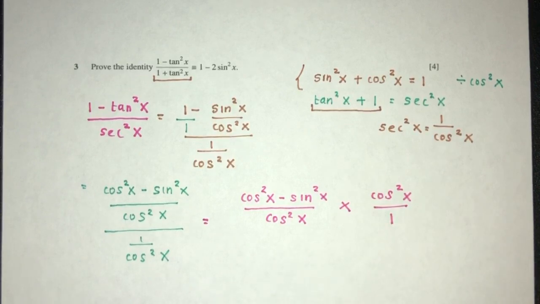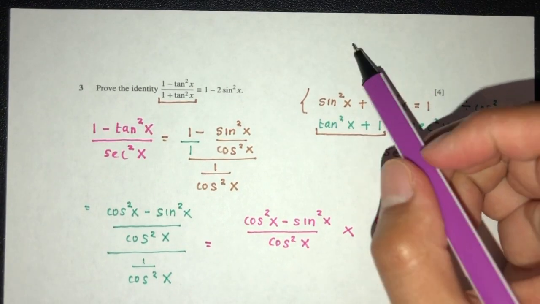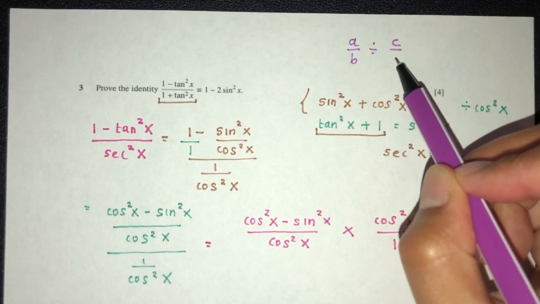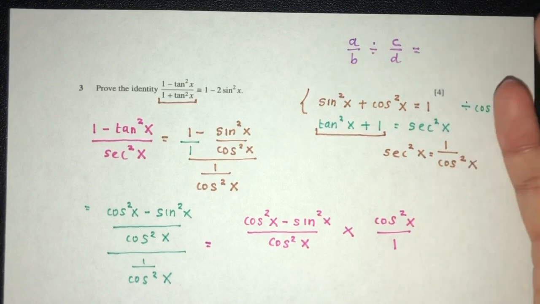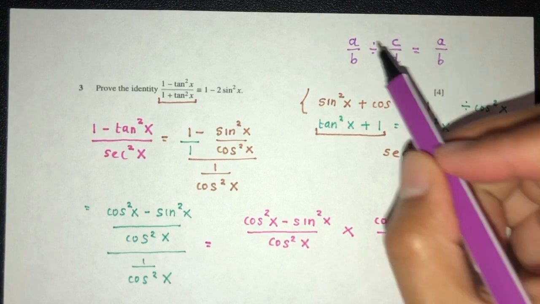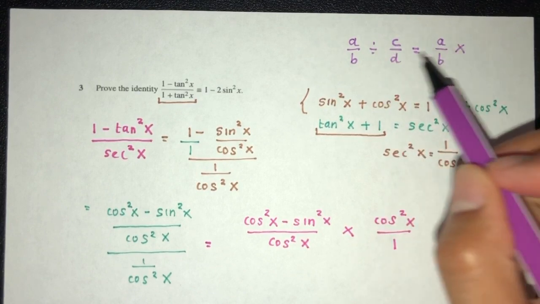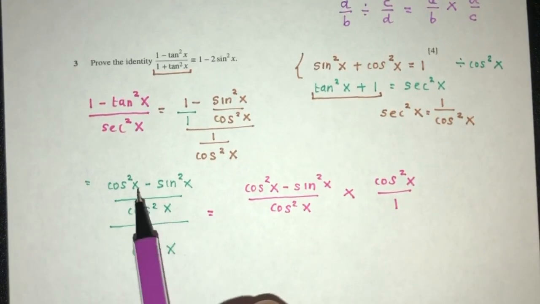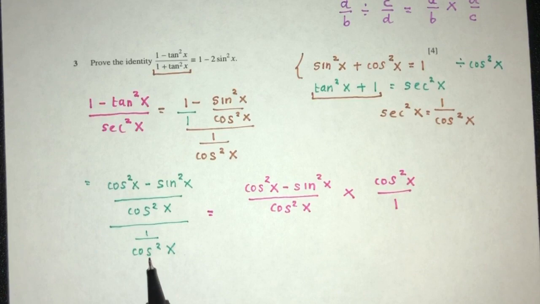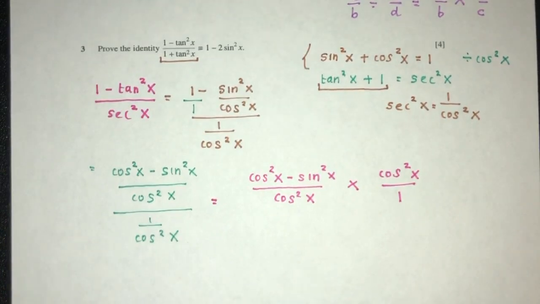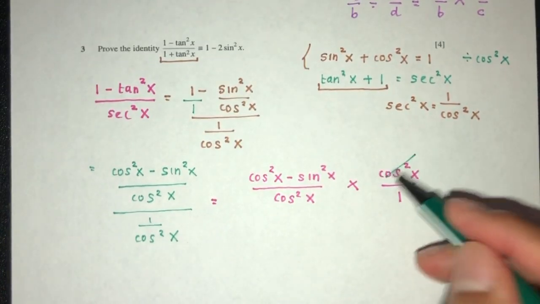I'm sure you guys learned this in O level, right? For example, if we have, let's say, a over b divided by c over d. Now what we do usually is we leave the first one by itself, which is a over b, change divide to multiply, and flip this upside down. That will be this. So same thing applies here. We have a over b divided by c over d equal to same thing at first, right? And then change this to multiply and flip this upside down. Now as you can see, this and this will obviously cancel out.